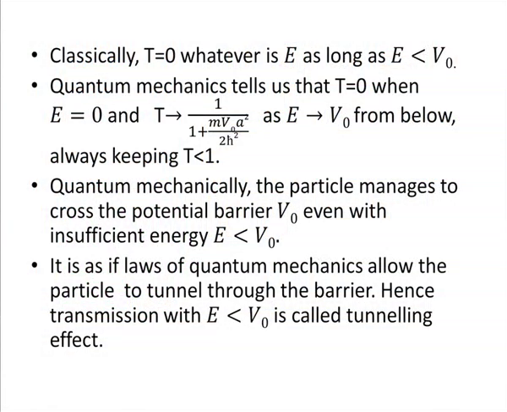Now, what is important is T is not equal to 0 even if E is less than V0. So, quantum mechanically the particle manages to cross the potential barrier V0 even with insufficient energy E. It is as if the laws of quantum mechanics allow the particle to tunnel through the barrier. Hence, transmission with E less than V0 is called the tunneling effect.